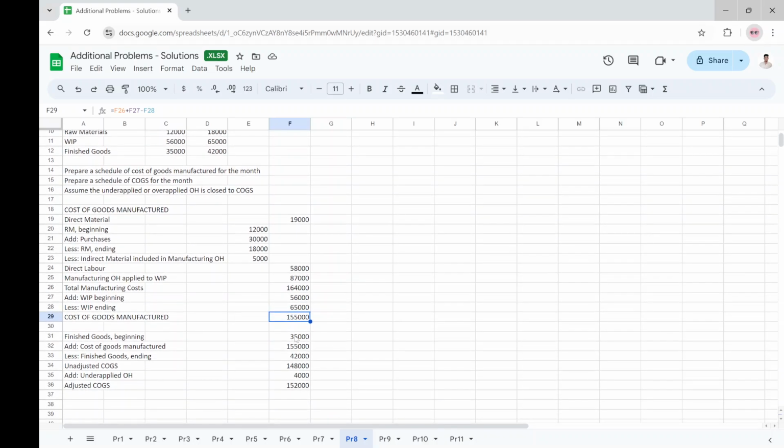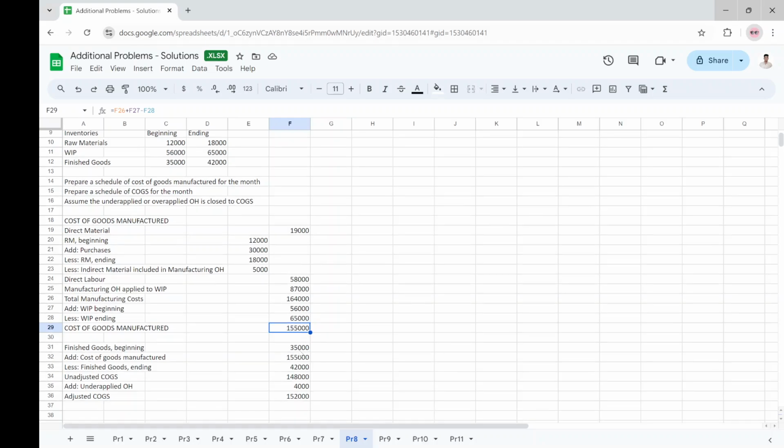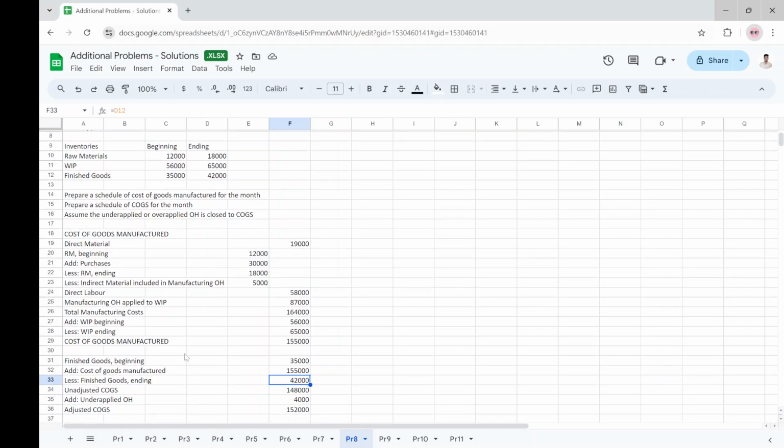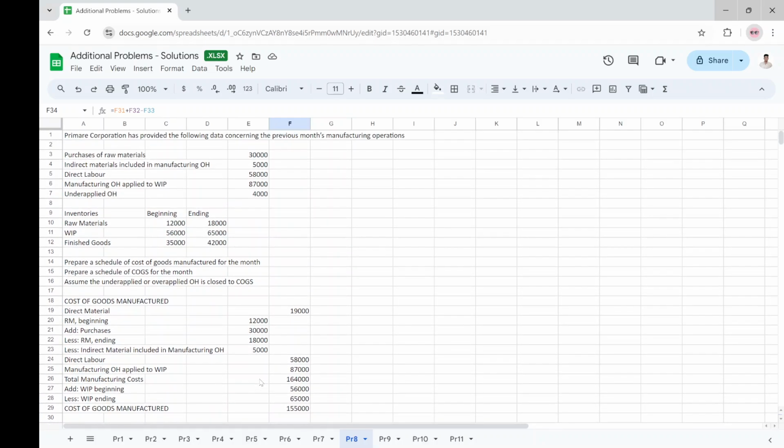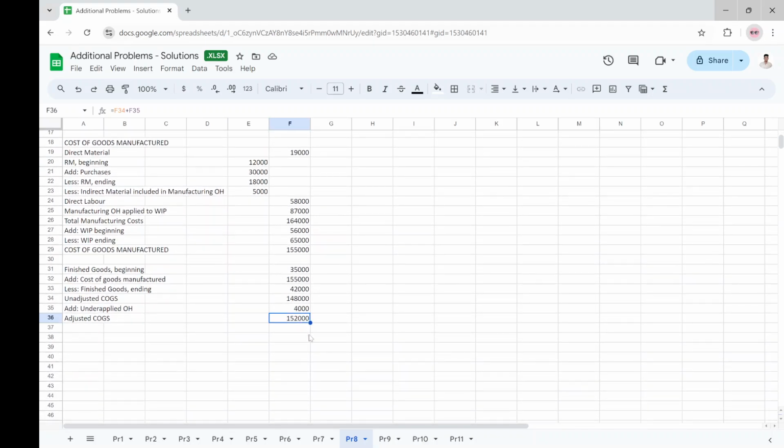Minus finished goods beginning plus, and minus finished goods ending, add cost of goods manufactured, and you will get unadjusted COGS. And under applied overhead, under applied overhead is 4,000 at the end. We have to do that to calculate the adjusted COGS.